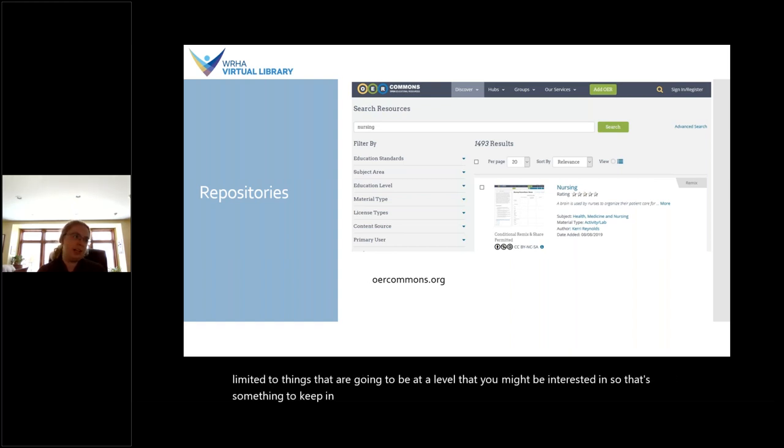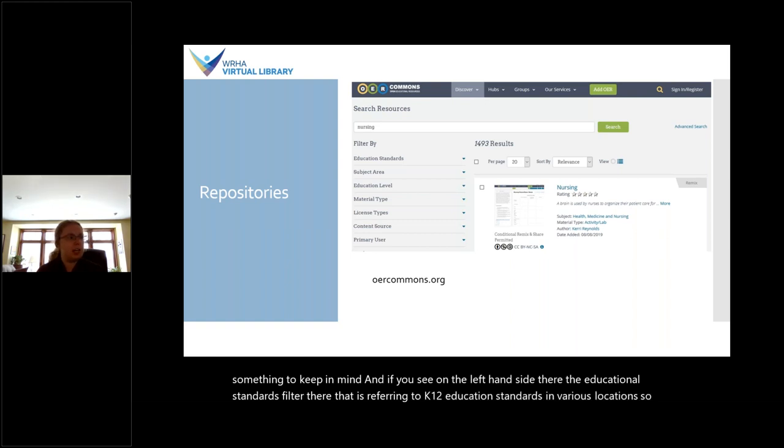And if you see on the left-hand side there, the educational standards filter there, that is referring to K-12 education standards in various locations. So you probably won't need to worry about that, but there are some other filters there that might be useful for you.